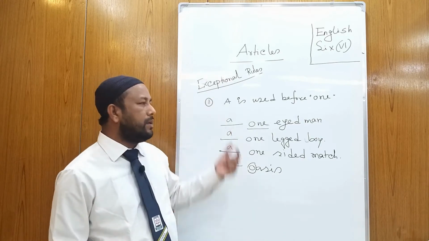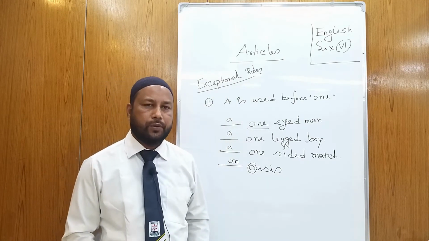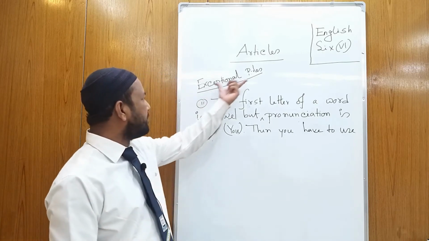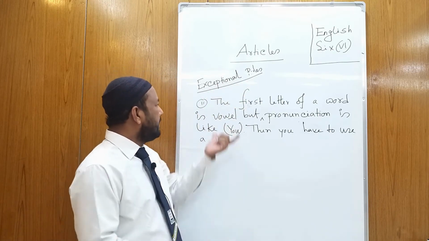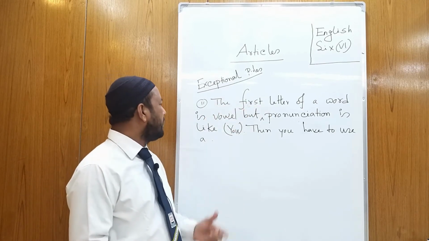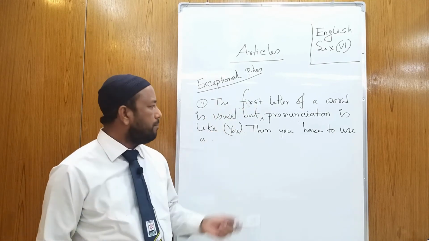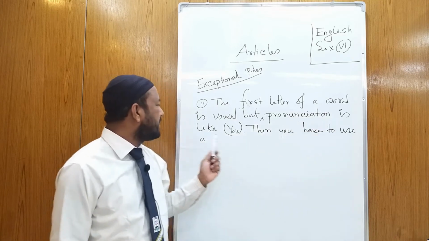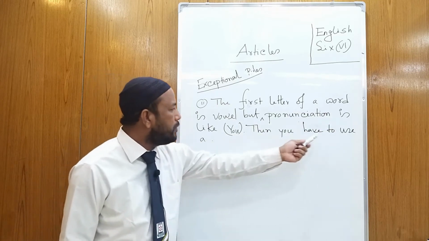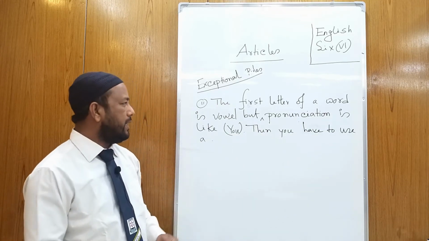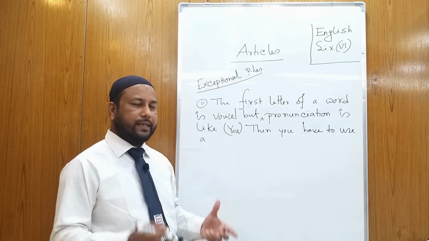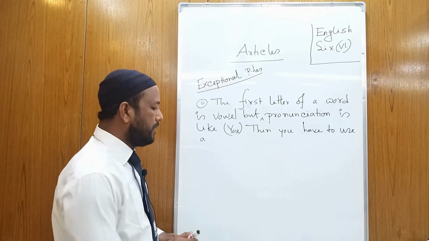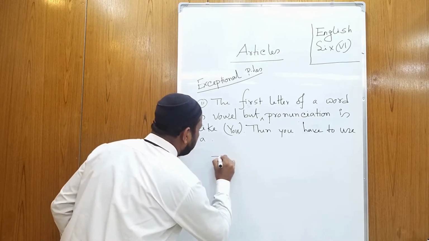Now we will move to exceptional rule 2. Now we will discuss exceptional rule 2. Look at the board. The first letter of a word is a vowel, but the pronunciation is like U. Then you have to use a. I think we will give an example. I think all the problems are clear. Here is the example.